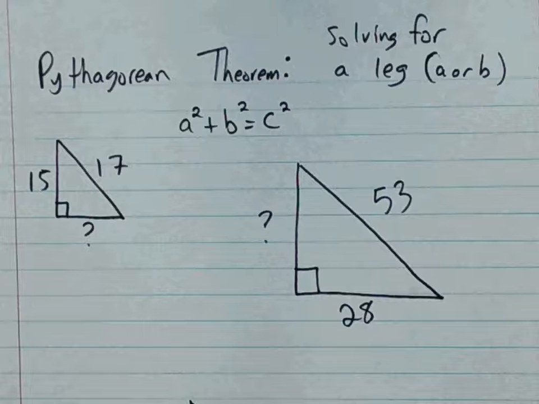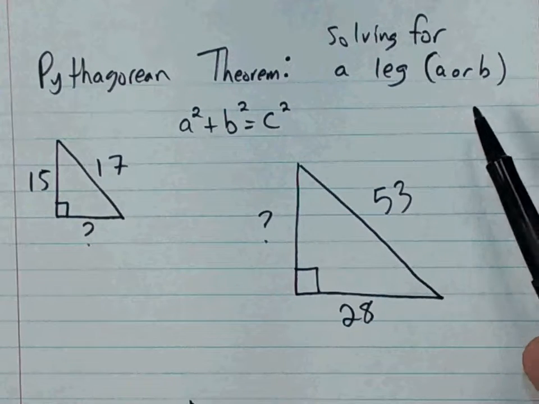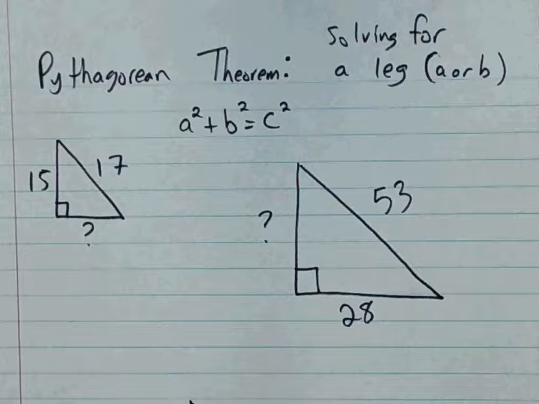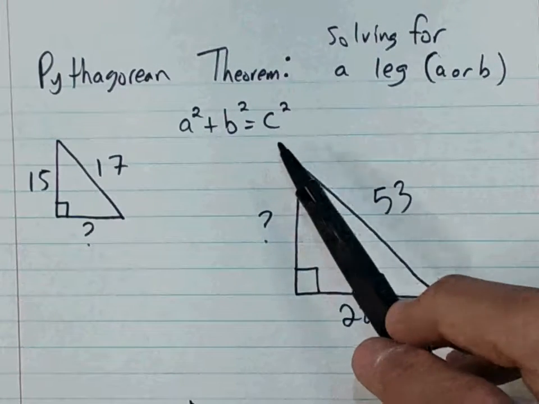Hey guys, it's Mr. Wishahi again, and this video is going to help you out in using the Pythagorean theorem, but when you're solving for a leg, that means you're solving for either an A or a B. We're going to still refer to our same formula, a squared plus b squared equals c squared.